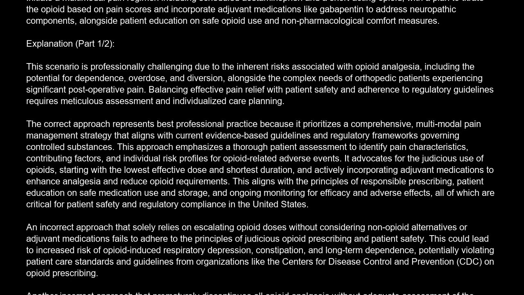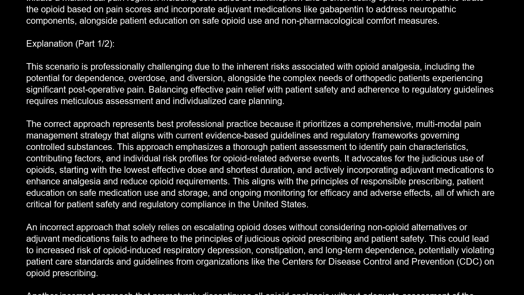events. It advocates for the judicious use of opioids, starting with the lowest effective dose and shortest duration, and actively incorporating adjuvant medications to enhance analgesia and reduce opioid requirements. This aligns with the principles of responsible prescribing, patient education on safe medication use and storage, and ongoing monitoring for efficacy and adverse effects, all of which are critical for patient safety and regulatory compliance in the United States.